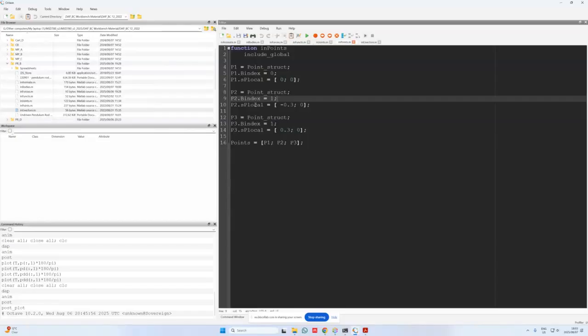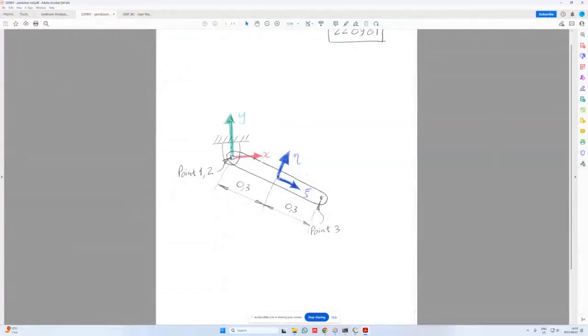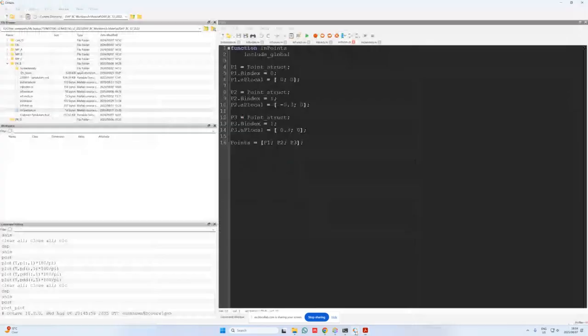And then I just give its local coordinates with respect to the center of mass of the pendulum rod: minus 0.3 and 0. And then lastly, I have point 3. Point 3 is situated on the opposite side of the pendulum rod, in the positive xi direction. So it's still on body 1, and its local coordinates will be 0.3 and 0. And I simply specify it accordingly.